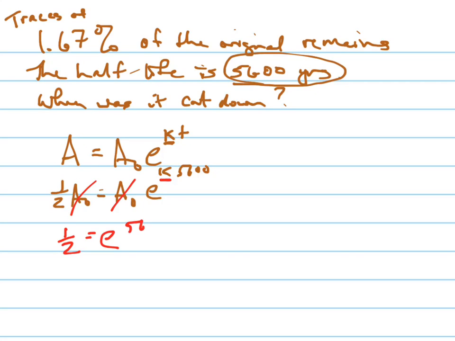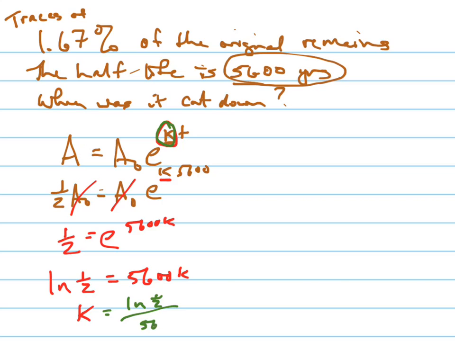So e to the 5,600k equals 1/2, which means I'm going to take the natural log of both sides to get rid of the e. The natural log of 1/2 equals 5,600k, which means my constant k is equal to the natural log of 1/2 divided by 5,600. Let's store that in our calculator as k. Yep, that's my k.